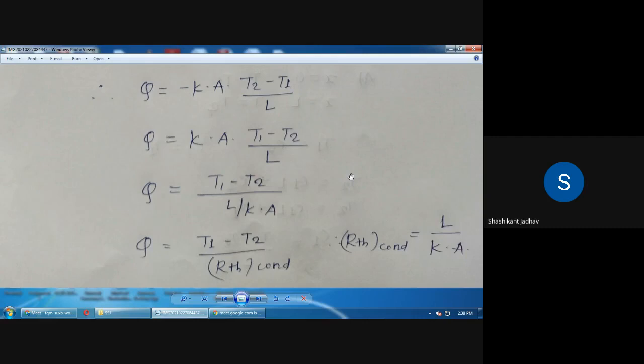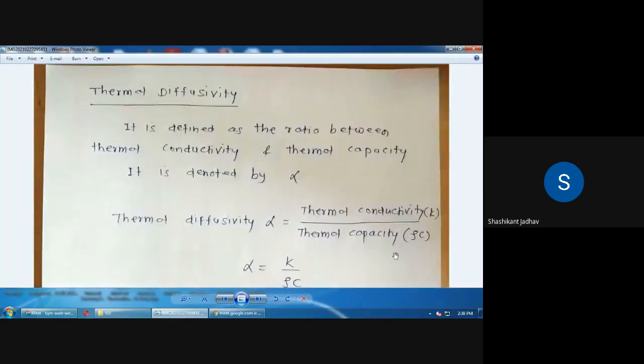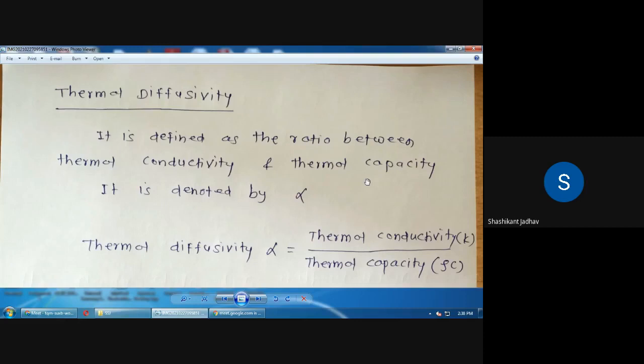Then in yesterday's lecture we discussed one parameter, that is thermal diffusivity, alpha. First of all we have to understand what is meant by thermal diffusivity, and what is the physical significance of that particular thermal diffusivity. So first of all, write down the next point: thermal diffusivity.